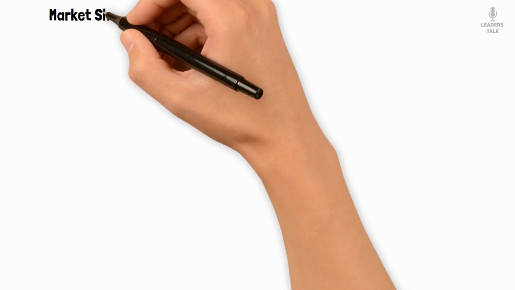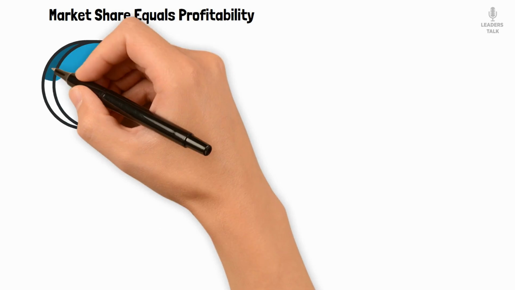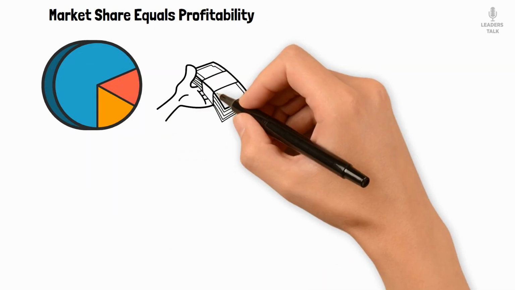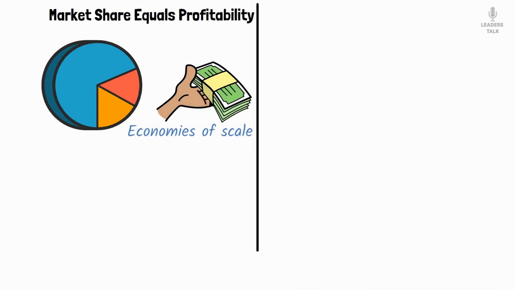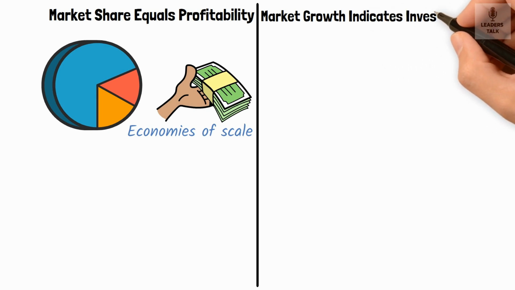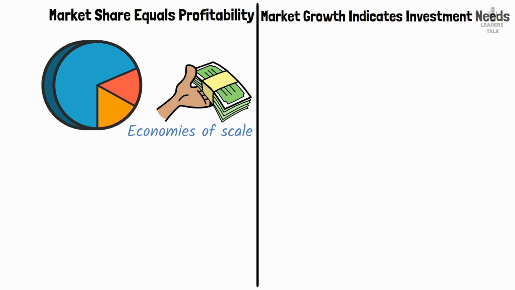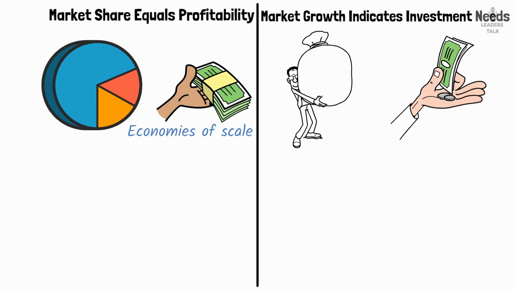Market share equals profitability. It assumes that products with a higher market share generate more profit due to economies of scale. Market growth indicates investment needs. High-growth markets require more investment to maintain or grow market share, while low-growth markets require less investment.